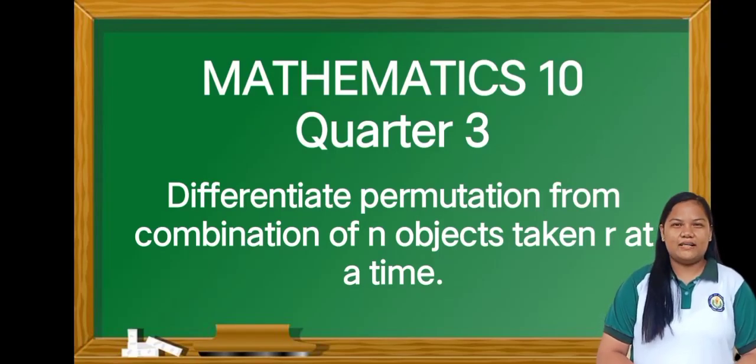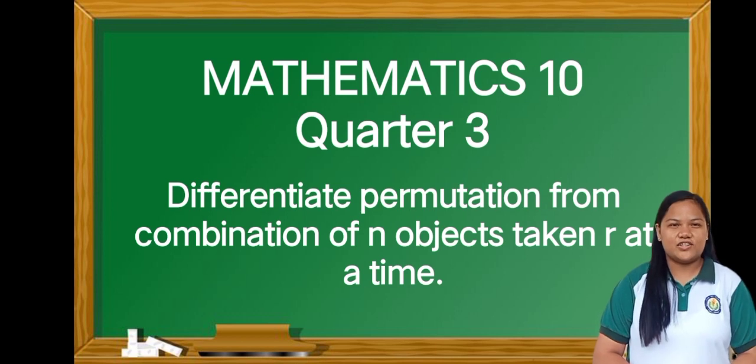This video is all about differentiating permutation from combination of n objects taken r at a time. Let's differentiate permutation from combination.